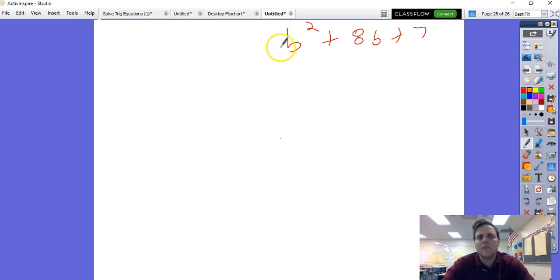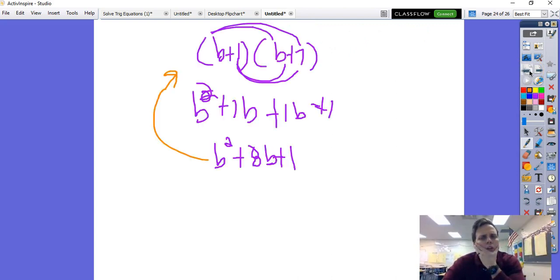So let's go and factor this problem, b squared plus 8b plus 7. Wait, did I just talk about that? Oh, did I say 1 here? I'm so stupid. My apologies. That's supposed to be a 7. 1 times 7 is 7. So that should be a 7. Okay? My apologies on that.